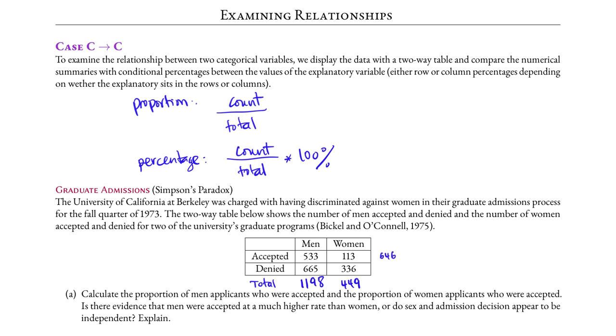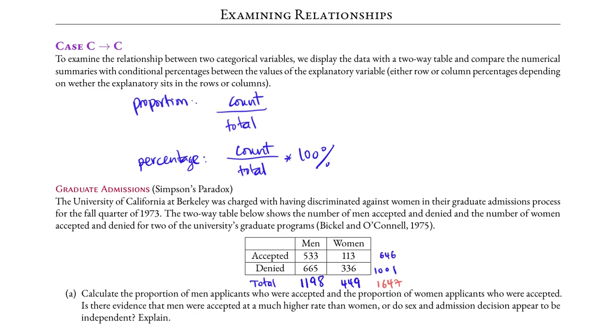646. 665 plus 336, we will get 1001. Notice that to double check it, if we add the total rows and the total columns, we should get the same number. 646 plus 1001 will give us 1647. Similarly, if we take 1198 plus 449, we should also get 1647. And that is usually the first thing we need to do, finding the totals of the columns and the rows.